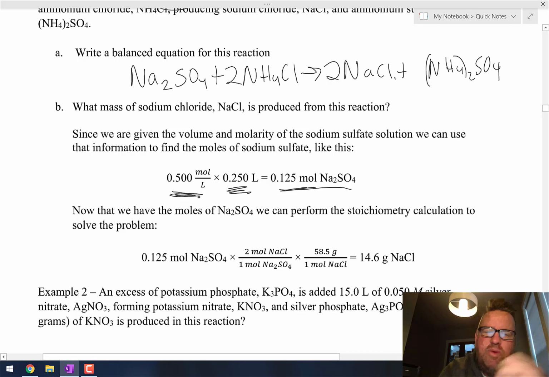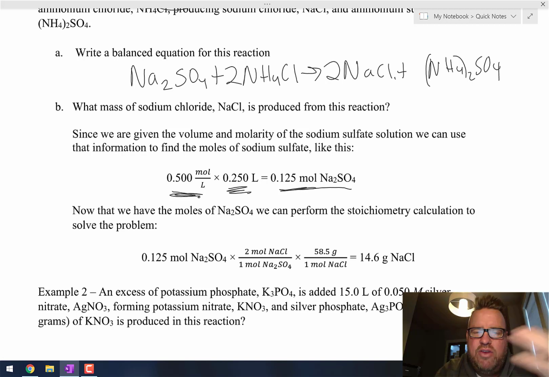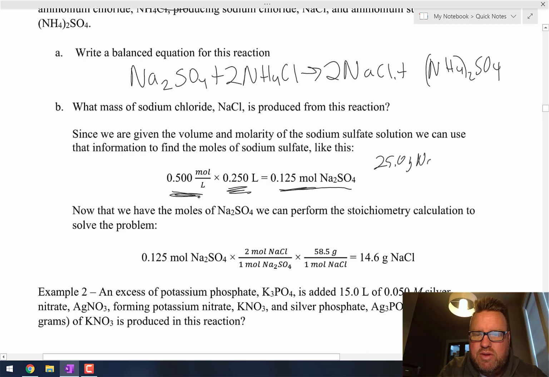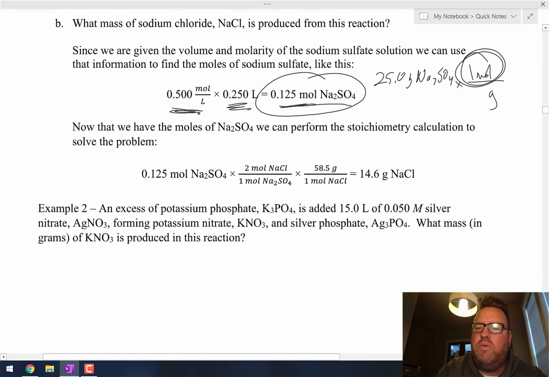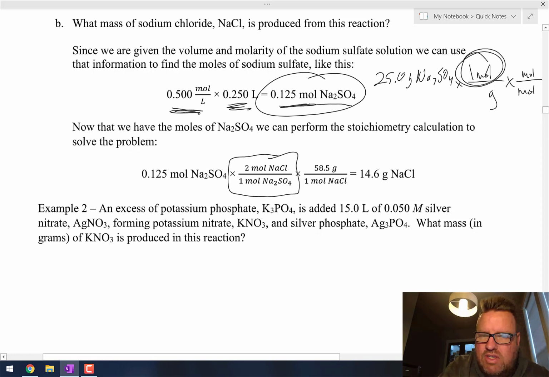Now, pretend we converted grams of Na2SO4 to moles. Again, 25.0 grams of Na2SO4, we use the molar mass, and we get moles of Na2SO4. Same thing, either way you're getting moles of Na2SO4. Now that we have moles of Na2SO4, what would we do in the past? Well, we'd use the balanced equation and go from moles of Na2SO4 to moles of something else. Guess what? You do the same thing.